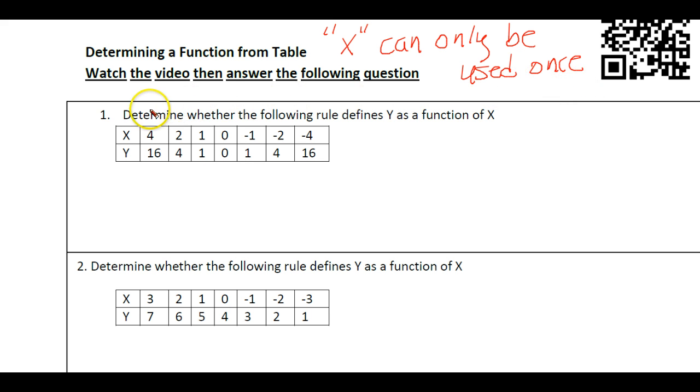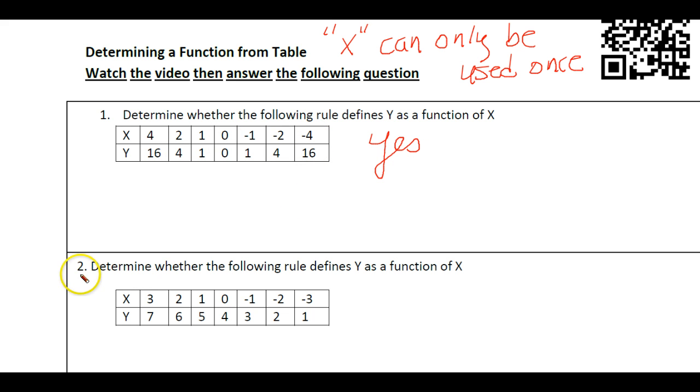So let's take a look at number 1. Can this be defined as a function? Well, let's look at the x elements: 4, 2, 1, 0, negative 1, negative 2, negative 4. Is the x element only used once in a series of relations? And the answer is yes. So this is defined as a function.